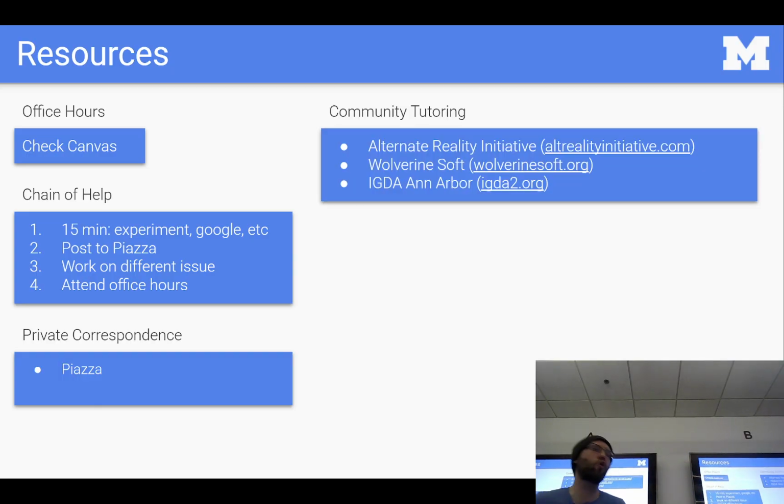There are a lot of great orgs on campus that can help surround you with really intelligent people who love the topics you're invested in. So ARI, Wolverine Soft, IGDA Ann Arbor, these groups have weekly, well, in IGDA's case, monthly, meetups where you can go and talk to people. You can show off your engine if you want. If you've got issues with C++ or something else, you can ask them questions, right?